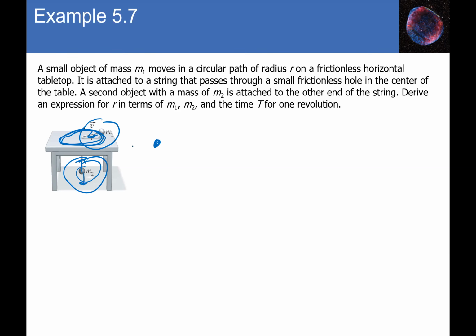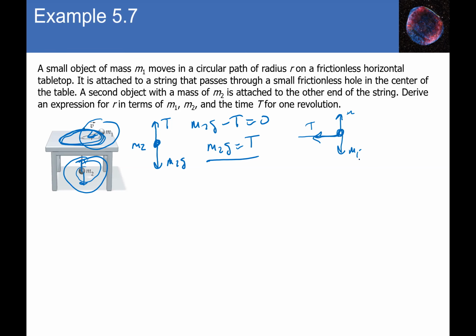First, if I'm looking at m2, I can see that there's weight 2, which is m2g, and there's a tension acting on mass m2, but it is in equilibrium. So m2g minus T equals 0. So m2g is equal to the tension. That means tension equals the weight of the hanging object. For system 1, which is m1, here's the string, so it is on the horizontal table. So there's a normal force, there's a tension force, and this is the m1g, which is the gravity.